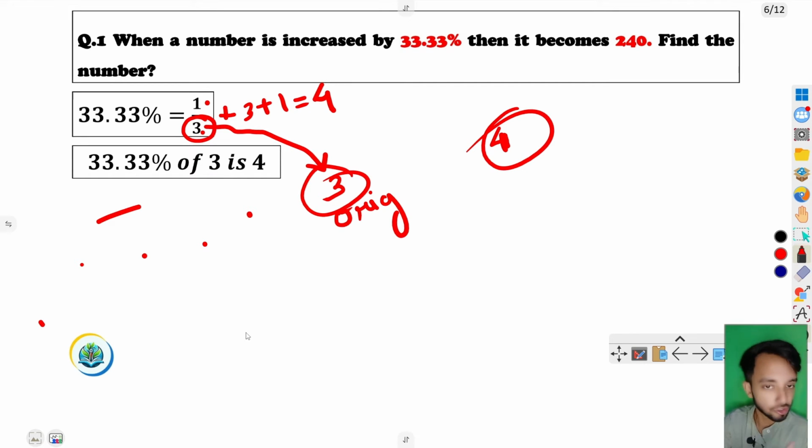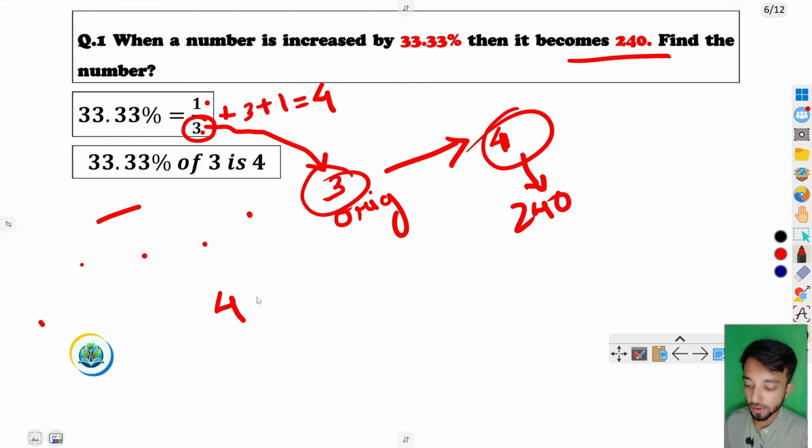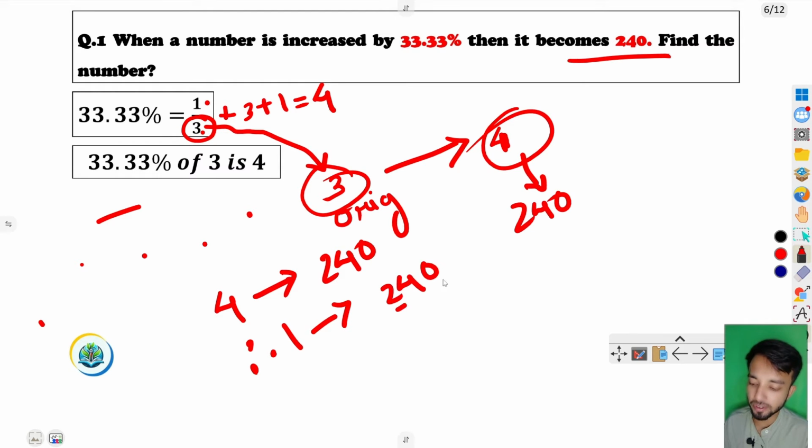The original number will be your 3. The number that we are getting now is 4. That is, 33.33% of 3 is equal to 4. According to the question, the value of 4 is your 240. That means 4 is equal to your 240. Therefore, what will 1 be equal to? Simply 240 divided by 4. How much will we get? We'll get 60. Is this clear now?